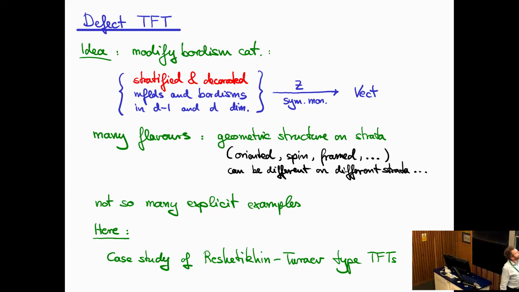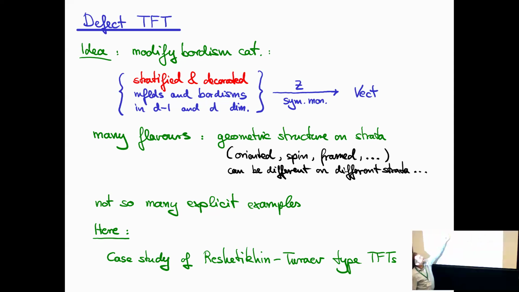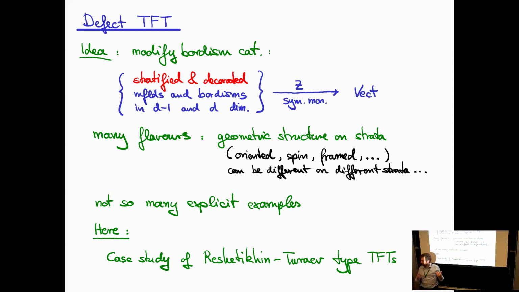So if I just do the unextended version where I have d-1 dimensional manifolds and d-dimensional bordisms, well, then the TFT is still a symmetric monoidal functor out of this. But now the bordisms are more complicated. They are stratified, and the various strata or connected components of strata are decorated by some data.